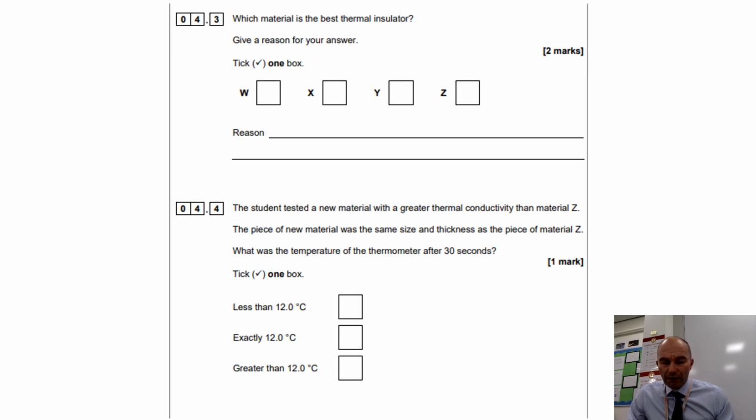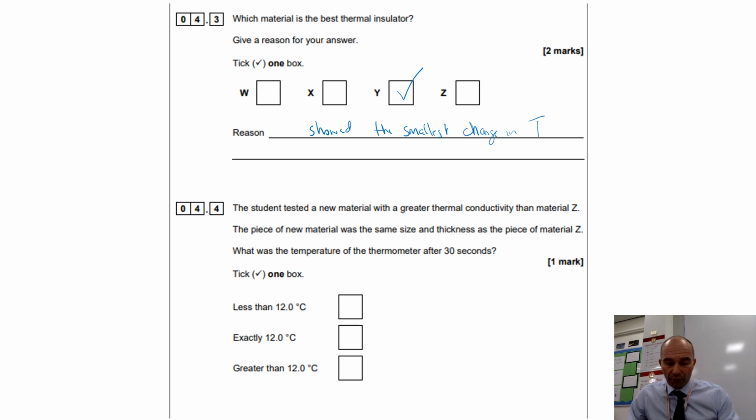Now, which material is the best thermal insulator? And you have to give a reason for your answer. Well, in this case, Y is the best thermal insulator because it showed the smallest change in temperature. So it's important you're correct with this. This is where you need to look at your data carefully. You don't really want to be looking for the biggest number. In this case, we're trying to keep the temperature as high as possible, so we want the smallest loss of heat, therefore we want the smallest change in temperature.